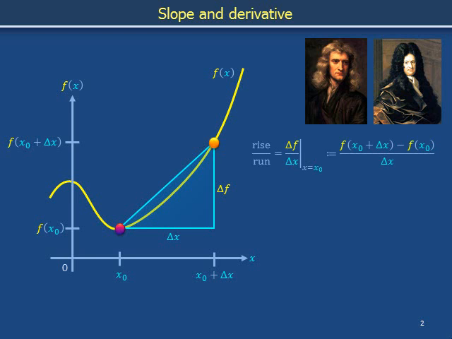This is the difference between f evaluated at x naught plus delta x and f evaluated at x naught, divided by the length of the horizontal run delta x. This rise over run depends on the function under study. It depends on the location x equals x naught where we plant the left-hand corner of the triangle, and it also depends on the horizontal length delta x over which we allow the function to vary.